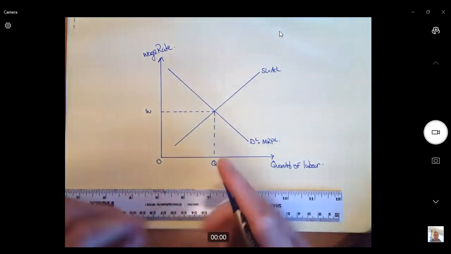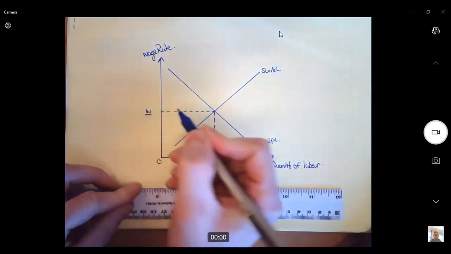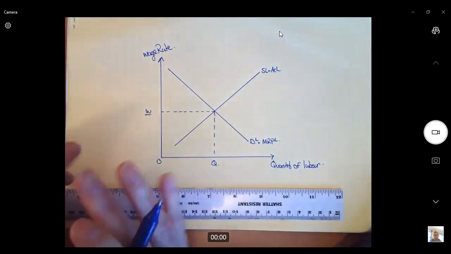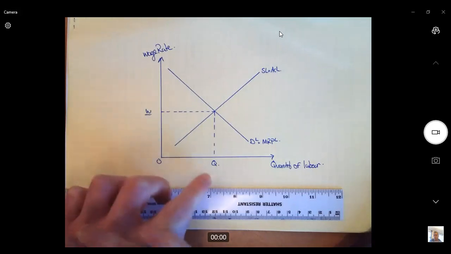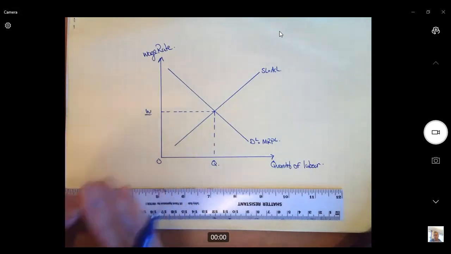Now, the issue here is that the wage rate that is set by the equilibrium, the free labour market forces of supply and demand, is simply too low. Workers feel that the wage rate of W and Q is too low. It's too low in order for them to live a full and healthy life. It's too low to give them a good standard of living.